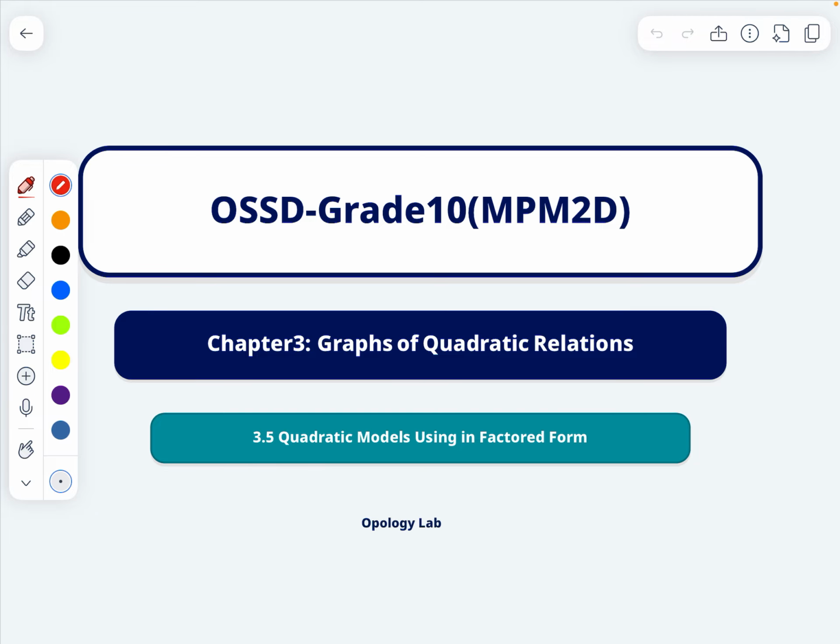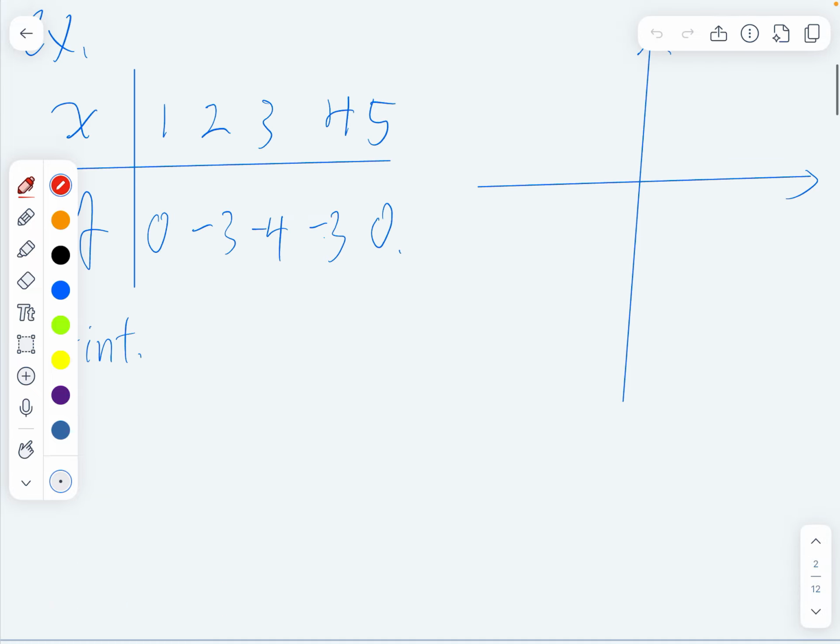In the last section, we already learned how to express the factored form. In the next section, we're going to talk about how to use value tables for the graph. Okay, let's go directly to the first example.